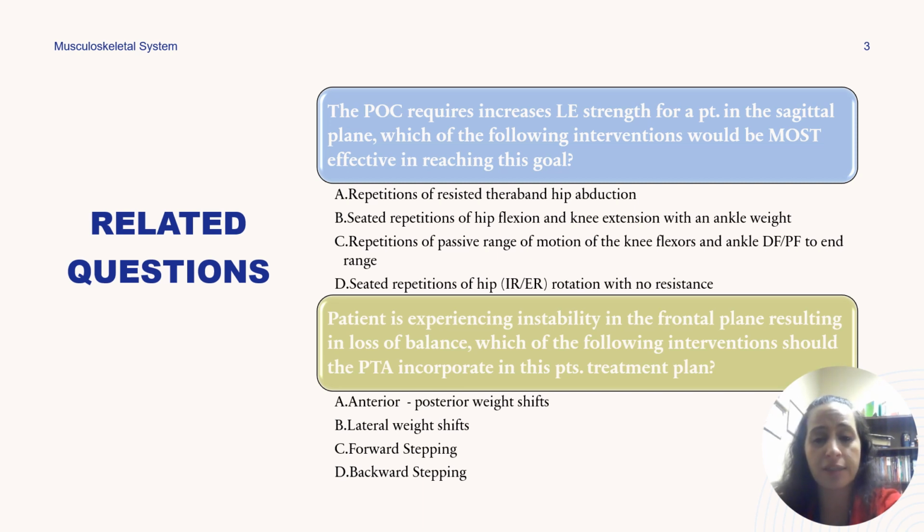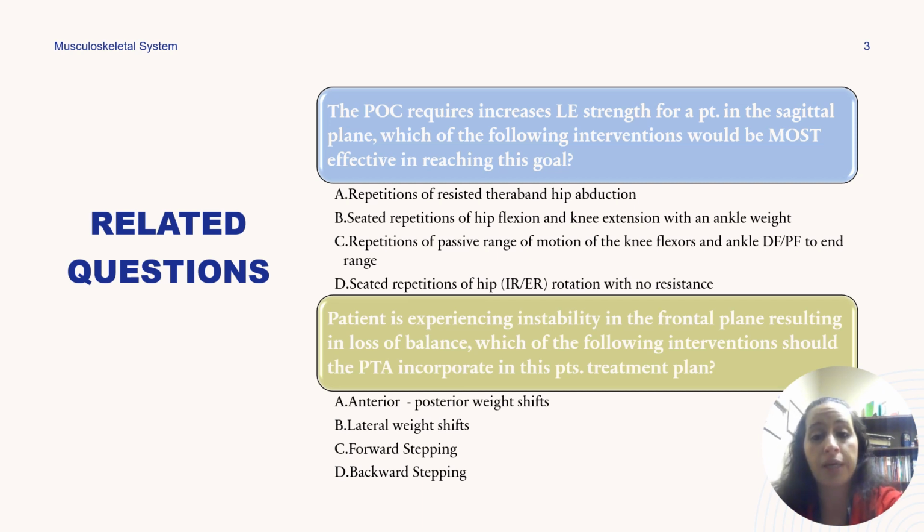Next question says, the patient is experiencing instability in the frontal plane, resulting in loss of balance. Which of the following interventions should the PTA incorporate in this treatment plan? So again, you've got to think about how that plane runs, what motions occur, and the options are A, anterior posterior weight shifts, B, lateral weight shifts, C, forward stepping, and D, backward stepping.